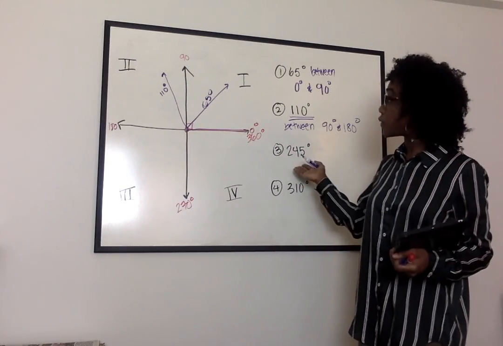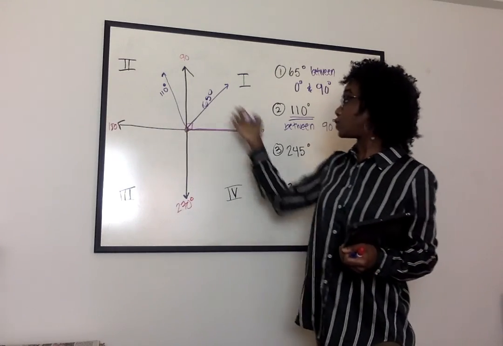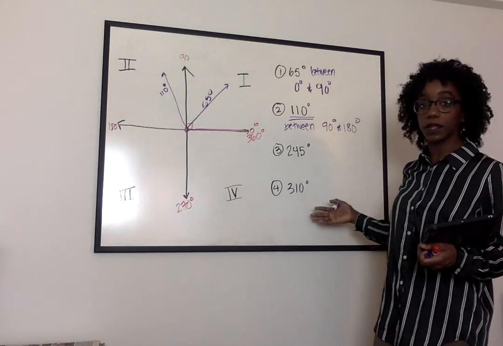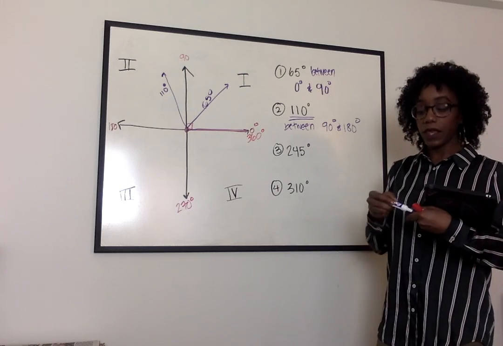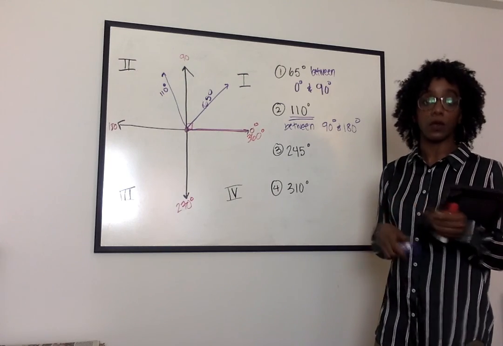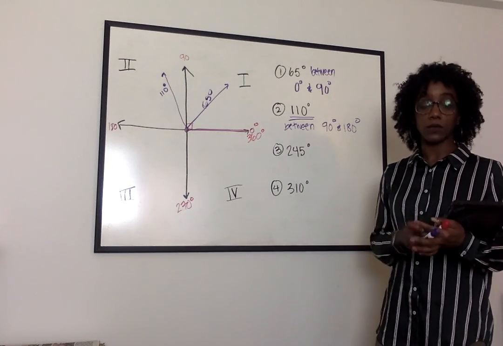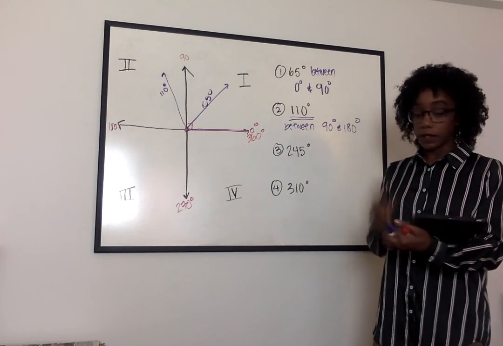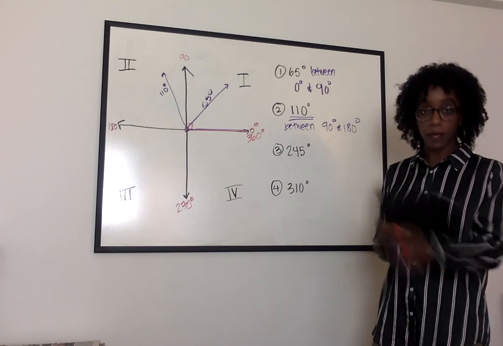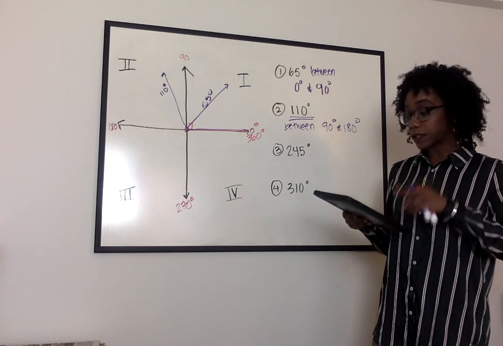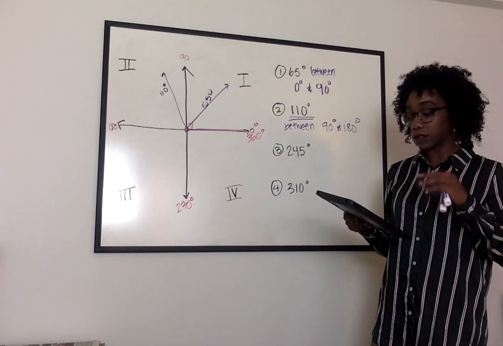So maybe 245 might also be in quadrant 2. Who knows? All right, so I want you to show your work on the side, and I also want you to make sure you're labeling your angles before you submit your work. All right, so I want us to get into, I'm just looking at the worksheet here, reference angles in the unit circle.